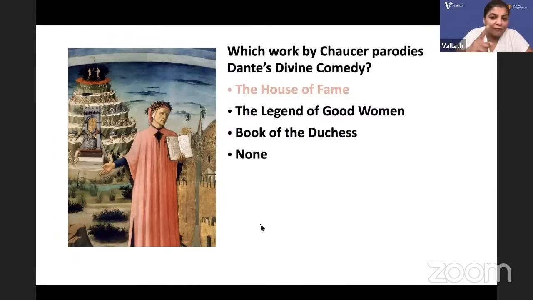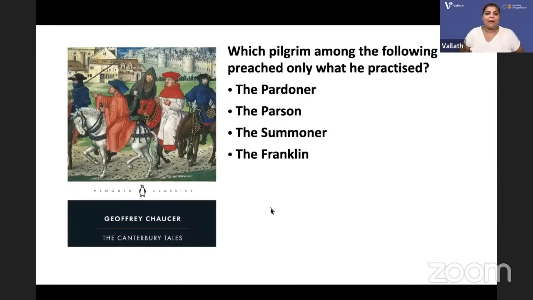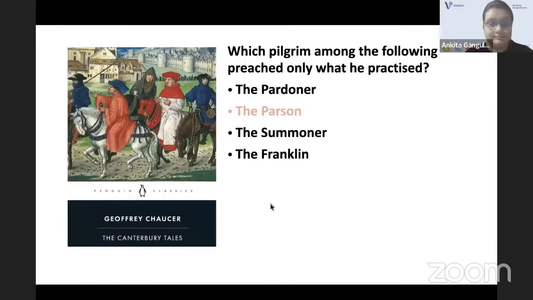House of Fame parodies Dante's Divine Comedy. Which pilgrim among the following preached only what he practiced, or practiced whatever he preached? Is it Pardoner, Parson, Summoner, Franklin? Ankita? I think it's the parson. The pilgrim who preached only what he practiced is the parson. He was a very good parson, the brother of the plowman.